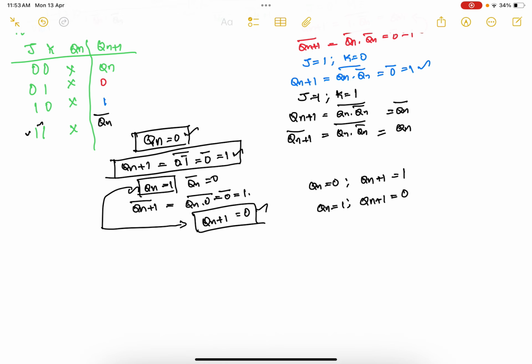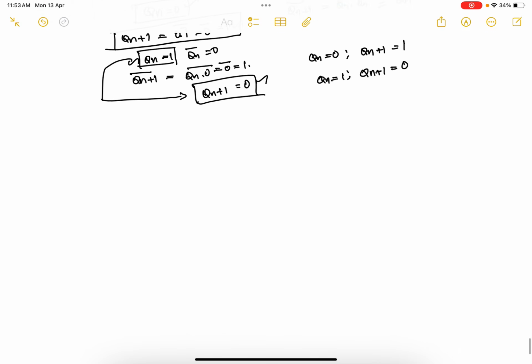So what is happening here now? If you see, if the inputs are 0 and 0, it is in the same state. Okay, that is your present state is retained, that is nothing but no change condition. Okay, so this is nothing but your complementary condition. So present state is complementing. So for 0 1 I am getting a reset condition, and for 1 0 I am getting my set condition. Clear?